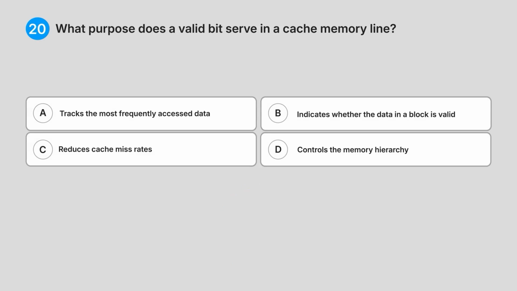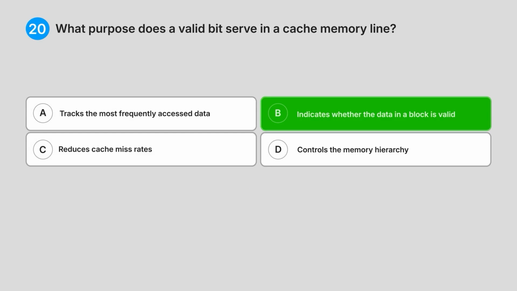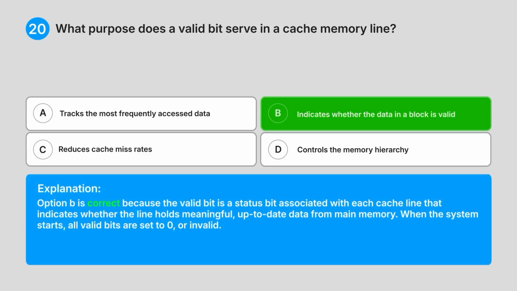Correct answer, B. Indicates whether the data in a block is valid. Explanation: option B is correct because the valid bit is a status bit associated with each cache line that indicates whether the line holds meaningful, up-to-date data from main memory. When the system starts, all valid bits are set to 0 or invalid.